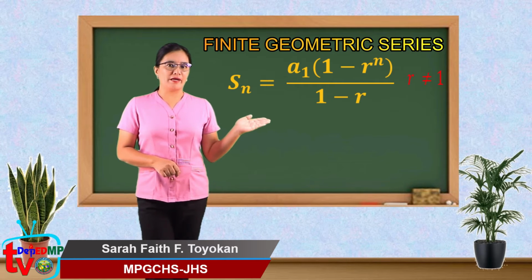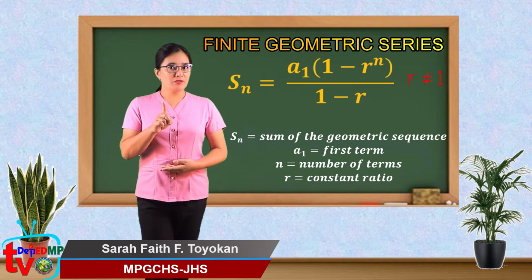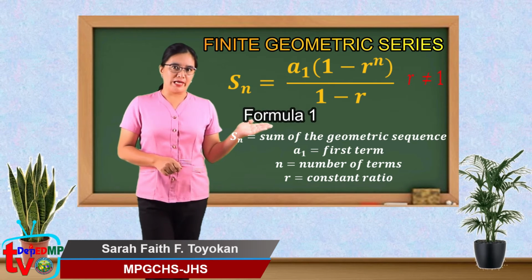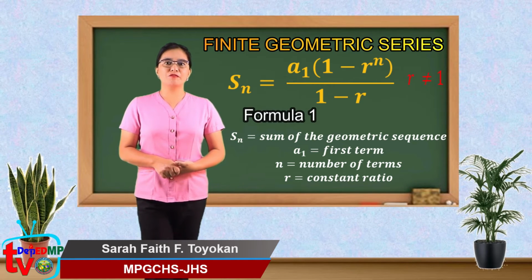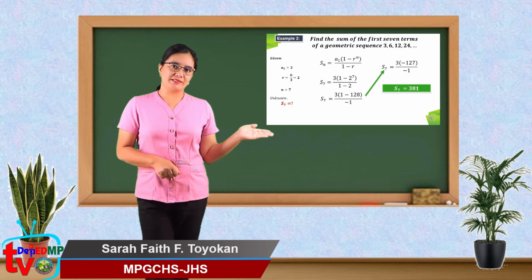In the given formula, S sub n is the sum of the geometric sequence, a sub 1 is the first term, n is the number of terms, and r is the constant ratio. Take note that this first formula is used when the number of terms, the first term, and the common ratio are known. Let us go over these examples.